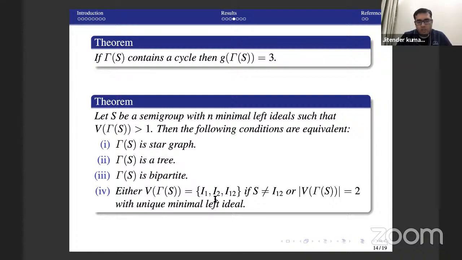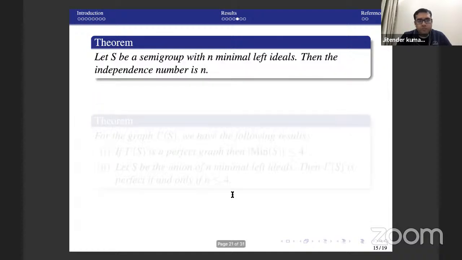One is I1, another one is I2. This I12 is notation for basically I1 union I2. I want to make this notation clear: I12 means I1 union I2, which is the union of 2 minimal left ideals. As I have already pointed out, this again becomes an ideal in the case of a semigroup. So this is the classification for the intersection graph to become a star graph, tree and bipartite.